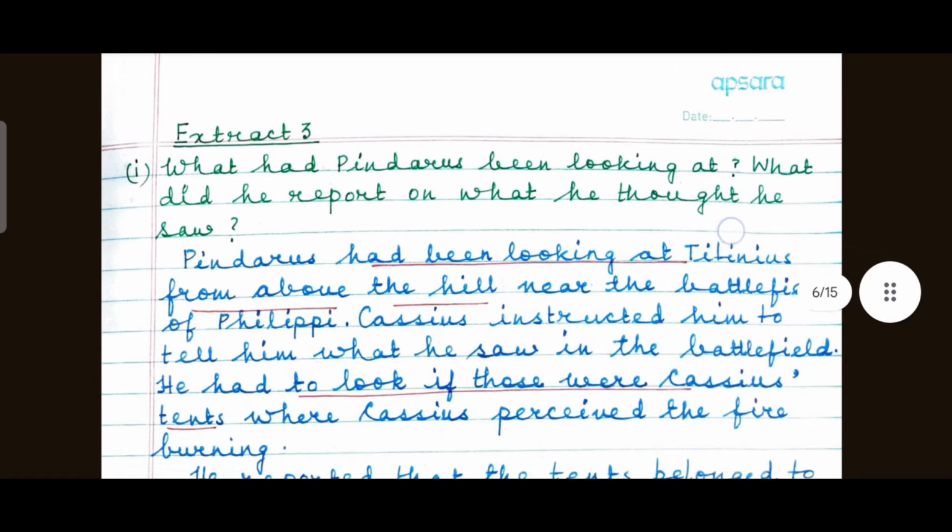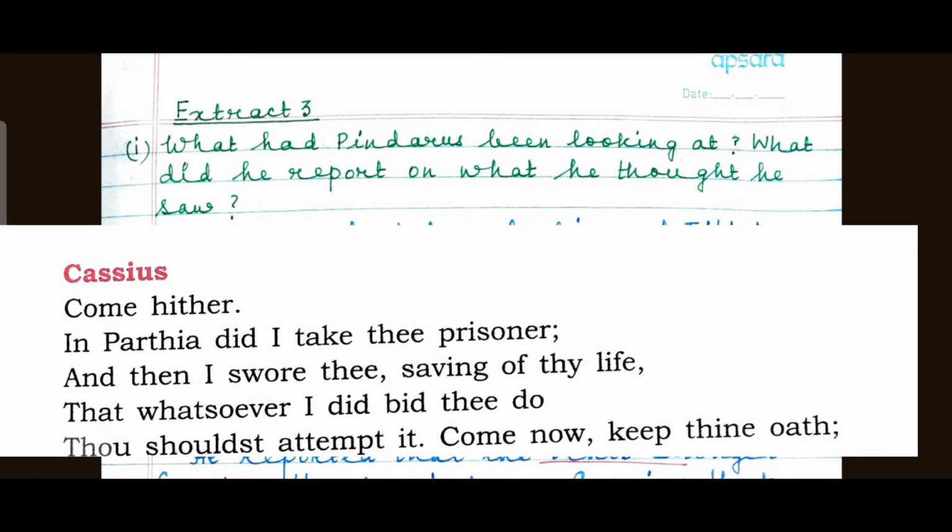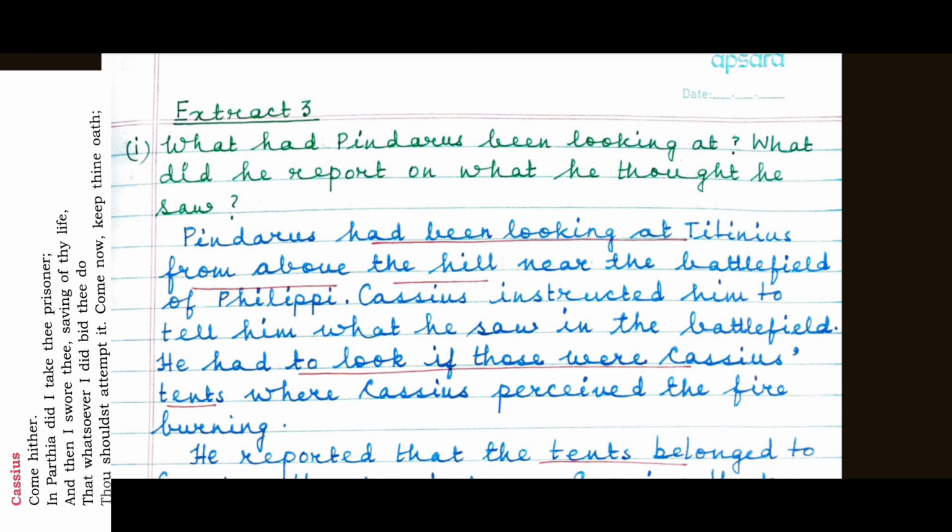Next, extract number 3 now. What had Pindarus been looking at? What did he report on what he thought he saw? He thought he saw it from a distance. Pindarus had been looking at Titinius from above the hill near the battlefield of Philippi.